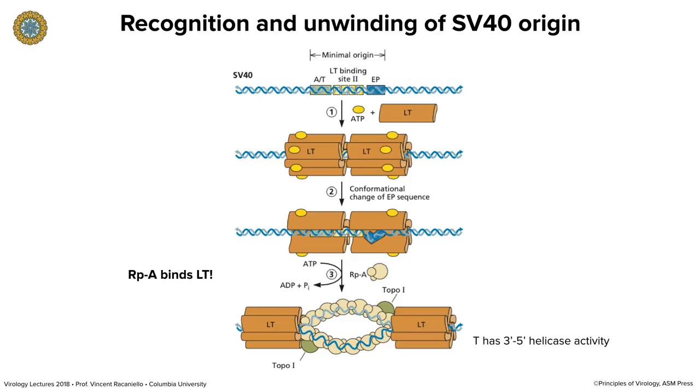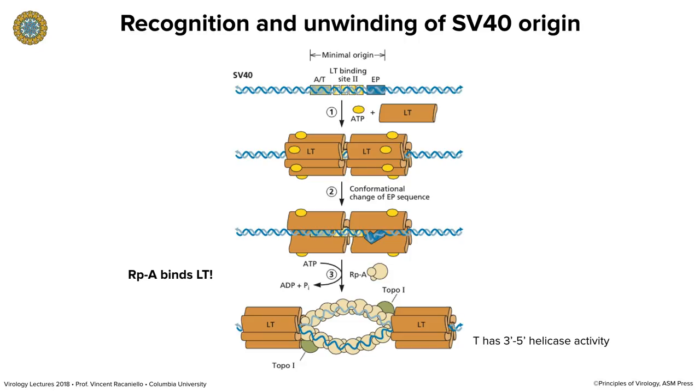And LT is shown here as a rectangle, essentially. And what it does, it binds specifically to the viral origin. And in fact, it binds in hexamers on either side of the origin. So on one side, there are 6 copies. On the other side, there are 6 copies as well. And it has multiple functions. But the first thing it does is to melt the origin. The origin is double-stranded, and you need to melt it, denature the two strands, separate the two strands so the DNA polymerase can get in and start copying.